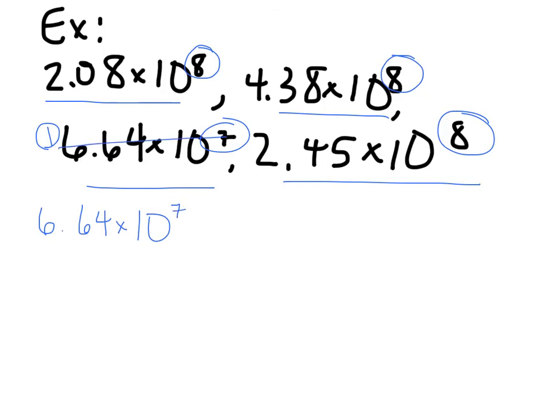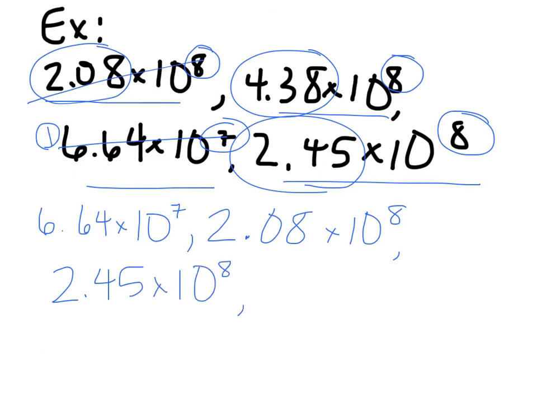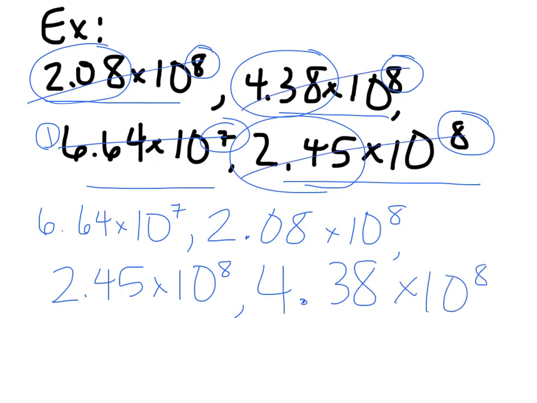So that's done. Now I'm going to say, okay, which one would be the next smallest? Well, their exponents are all equal, so now I'm going to start looking at their number part. The one that has the smallest number is 2.08 times 10 to the 8th. The one that has the next smallest number is 2.45 times 10 to the 8th. And then the one that has the biggest number is 4.38 times 10 to the 8th. And now they're in order from smallest to biggest.